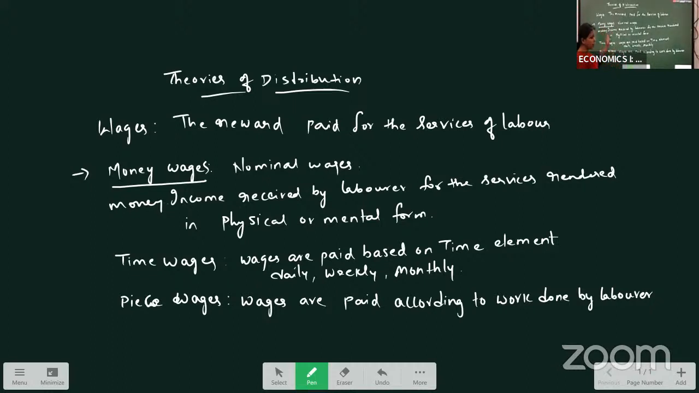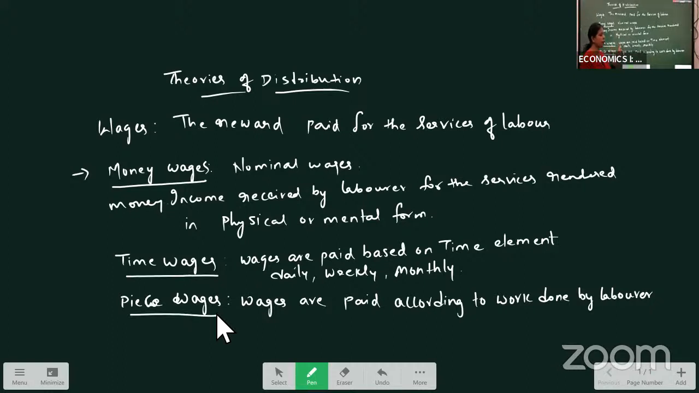Money wages. What are money wages? The money income received by a laborer for the services rendered in physical or mental form. When a laborer is providing the services either physically or mentally, he will receive some income. That income is called money wages. And these money wages are also called nominal wages. Okay. Now, we have one more concept, that is time wages and piece wages.